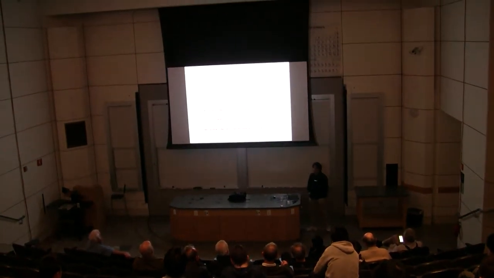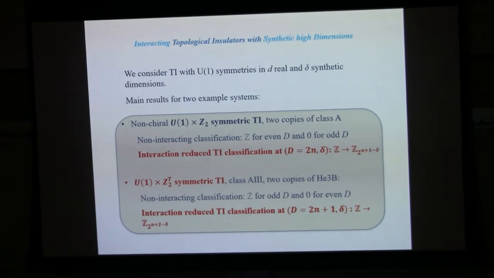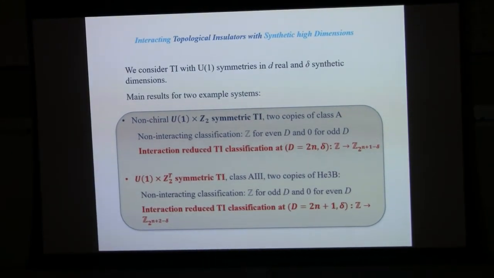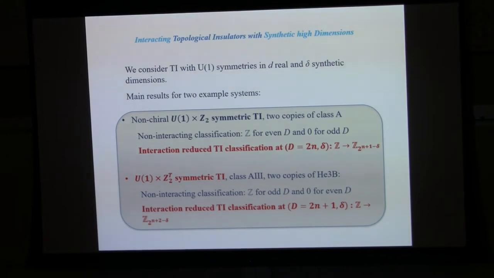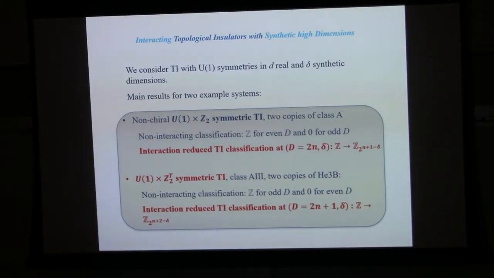In general, we want to study the classification of topological insulators with the actual dimension D and also synthetic dimension delta, under interaction. We focus on two examples. These two examples can give us non-trivial results. Other examples may give us trivial results, but these two examples give us non-trivial results.